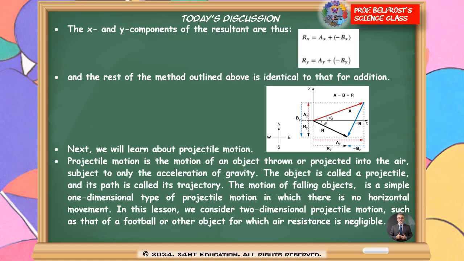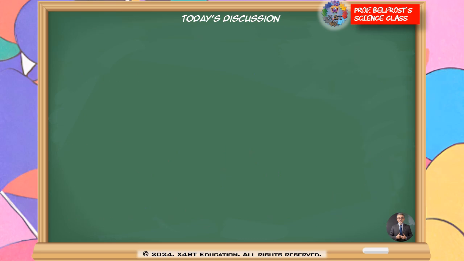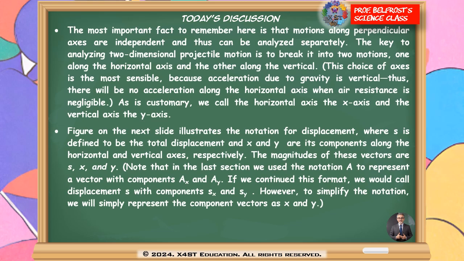Next, let's learn a little about projectile motion. Projectile motion is the motion of an object thrown or projected into the air, subject to the acceleration of gravity, if we can neglect the resistance of the air. The object is called the projectile and its path is called the trajectory. The most important fact to remember here is that motion along perpendicular axes are independent and thus can be analyzed separately.